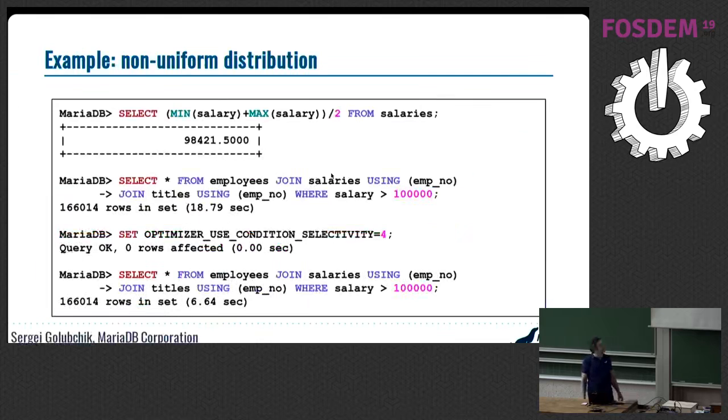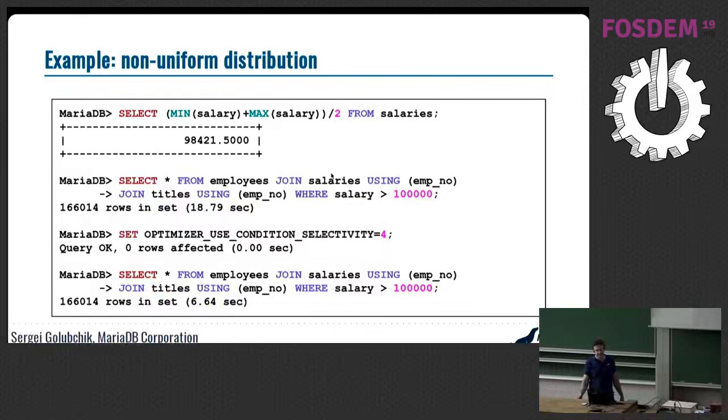Now let's see how histograms help to optimize queries. And for this, we need an example of some data with non-uniform distribution. Let's look at the salary values from the employees database, and we calculate the midpoint of the salary. That's exactly in the middle between minimal and maximal salary. That's the first query. It's about 100,000. And now let's select all the employees and their titles from the salary table, where the salary was above the midpoint, above 100,000.